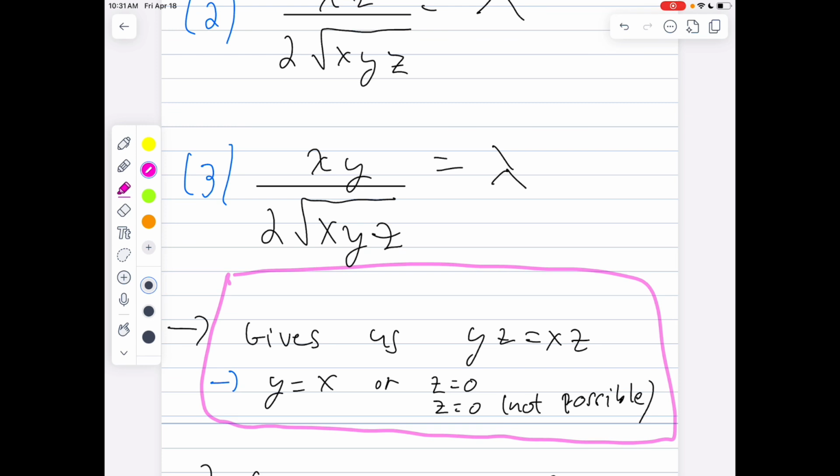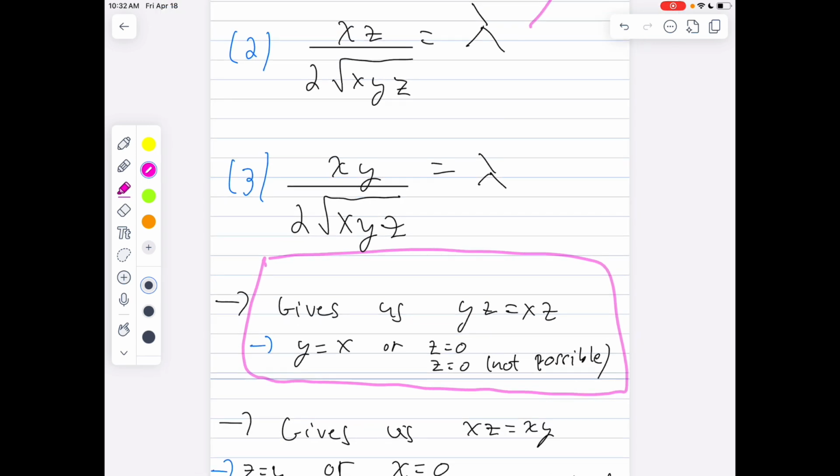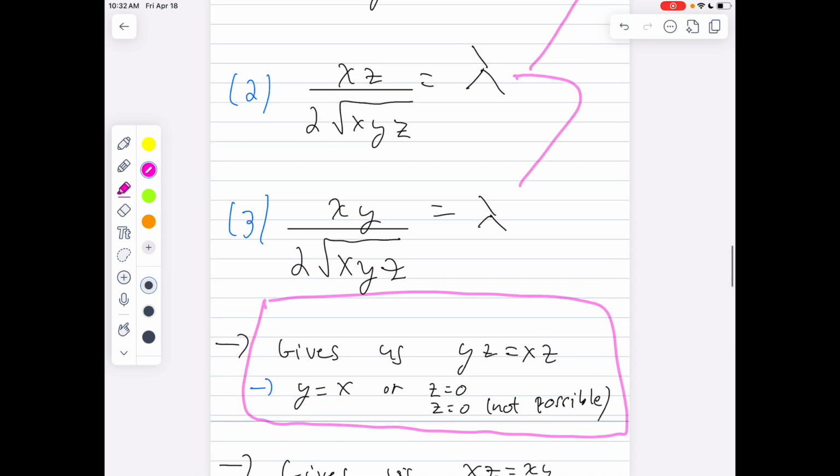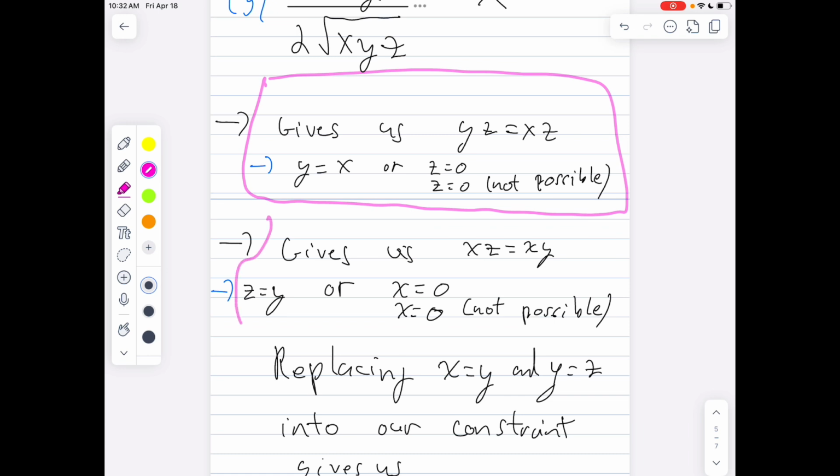So I'd suggest you stop the video for a second and take a look at that. And z equals 0 is not possible because of what we just spoke of, the partial derivatives don't exist at 0. And likewise, if you took equations 2 and 3 and you set them equal to each other, you would get z equals y or x equals 0. Again, x equals 0 is not possible.